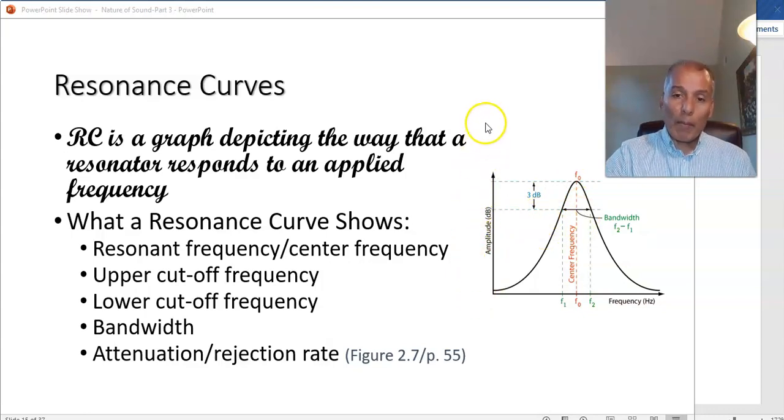Number one, on the vertical axis, the amplitude, the loudness. And then on the horizontal axis, you see the frequency. You see the frequencies, all of them, and you see the center frequency, you see the lower cutoff, you see the upper cutoff, you see what is attenuated, what is amplified.